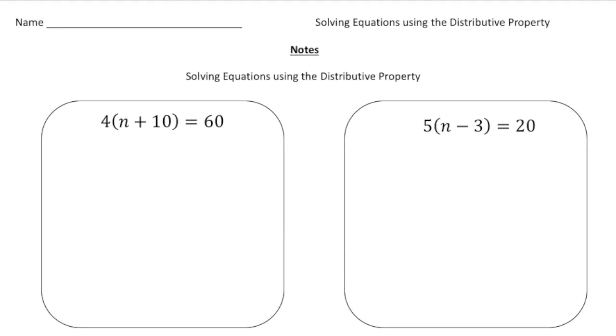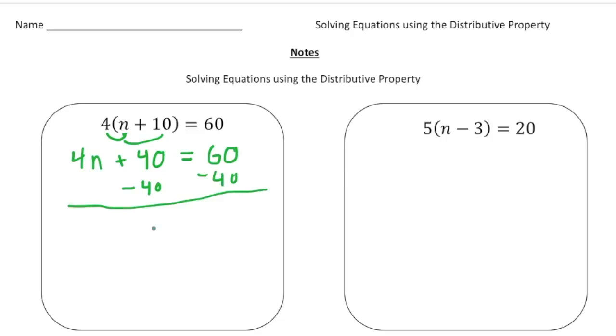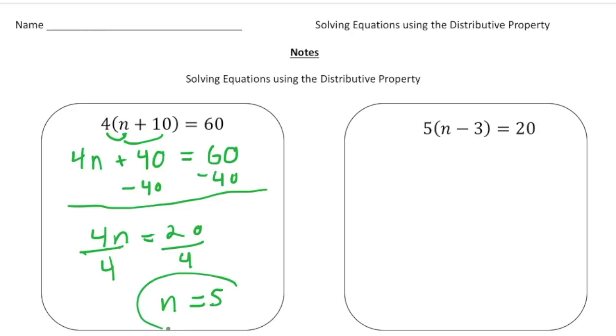Now let's actually solve some problems that involve the distributive property. All right? So the first one we have 4 groups of n plus 10 equals 60. So first we're going to distribute the 4 to both the n and the 10. So it's going to be 4n plus 40 equals 60. And then I'm going to subtract the constant 40 from both sides. So we have 4 times n equals 20. And then divide both sides by 4. And n ends up being 5 for this one.